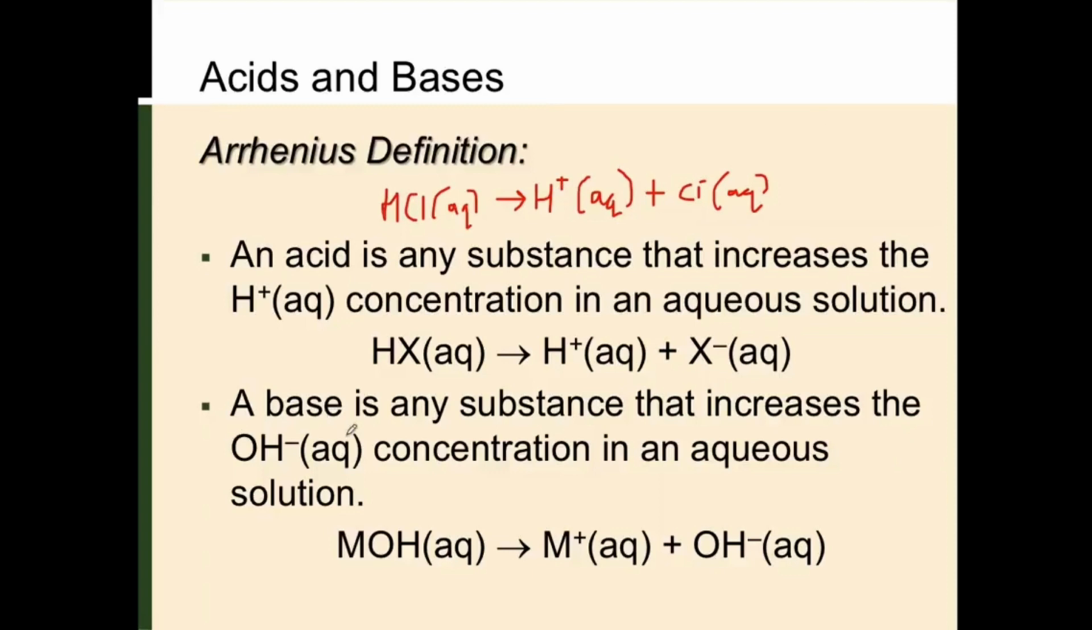And then a base, conversely, is any substance that increases the hydroxide or OH minus aqueous concentration in an aqueous solution. So here we have MOH giving M plus and OH minus. M generally is some sort of group 1 or group 2 metal. So in this case, it could be sodium hydroxide, gives Na plus plus OH minus. I have omitted the aq, but you should always include them.